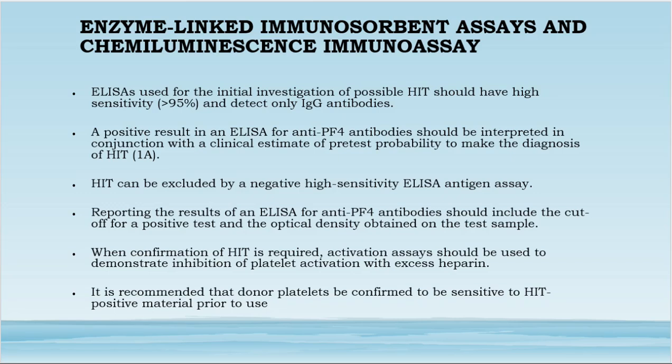HIT can be excluded by a negative high-sensitivity ELISA antigen assay. Reporting the results of an ELISA for anti-PF4 antibodies should include the cutoff for a positive test and the optical density obtained on the test sample. When confirmation of HIT is required, activation assays should be used to demonstrate inhibition of platelet activation with excess heparin. It is recommended that donor platelets be confirmed to be sensitive to HIT-positive material prior to use.